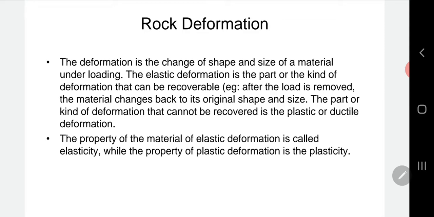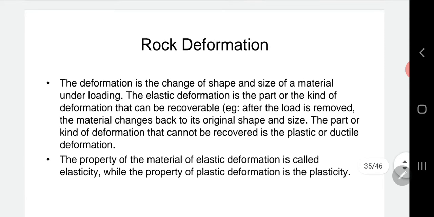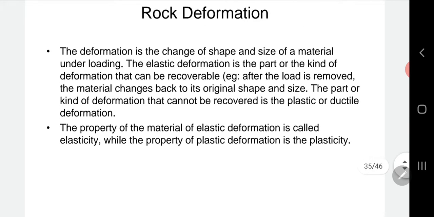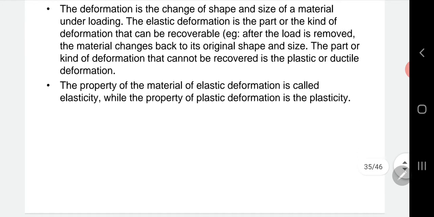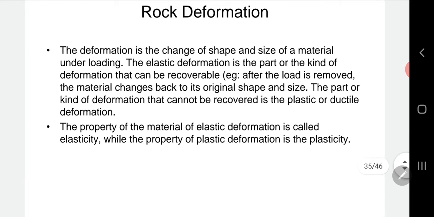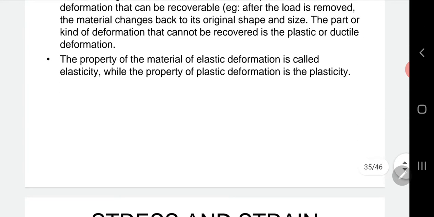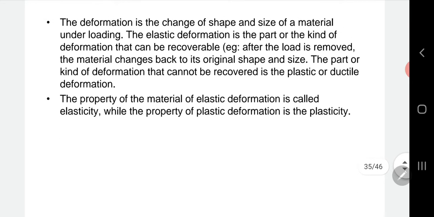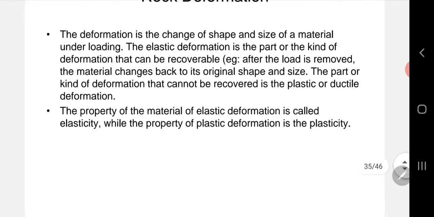The elastic deformation is the kind of deformation that can be recovered. For example, after the load is removed, the material changes back to its original shape and size. The kind of deformation that cannot be recovered is the plastic or ductile deformation. The property of elastic deformation is called elasticity, while the property of plastic deformation is plasticity.